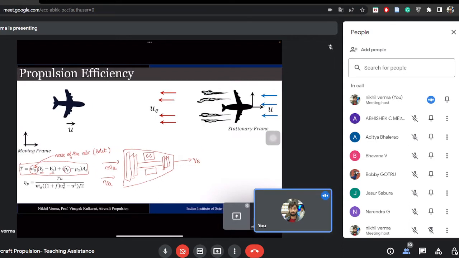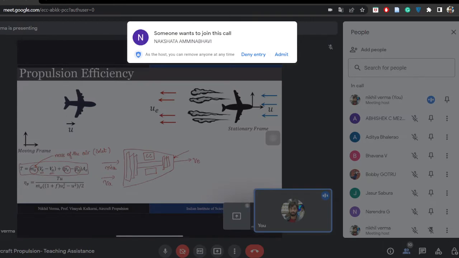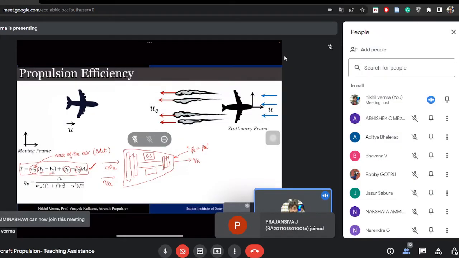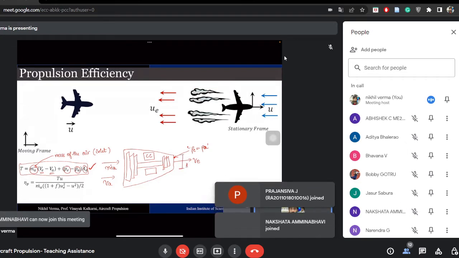Whereas P exit and PA: P exit represents the static pressure at the exit of the engine. There is no compulsion that the exit pressure will always be equal to atmospheric pressure. This will be studied in the later part of the course. But for the time being, let us consider that this equation gives you the thrust of the aircraft. And A exit is the area at the exit of the engine.